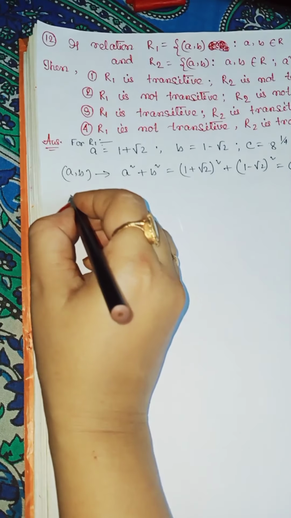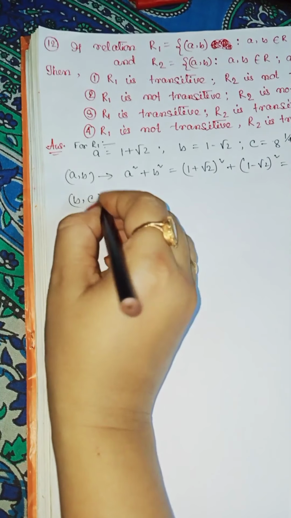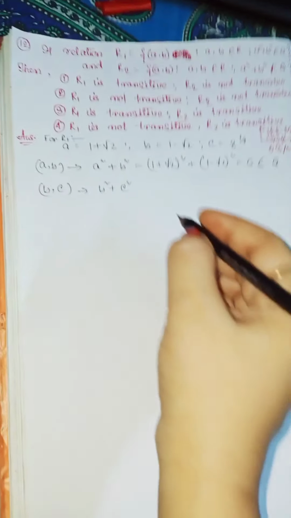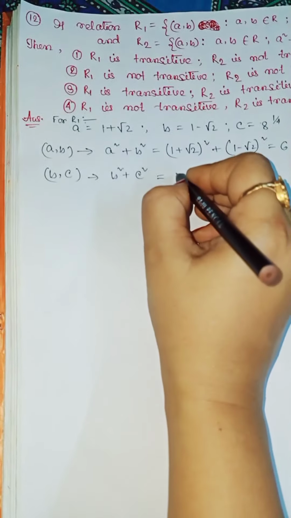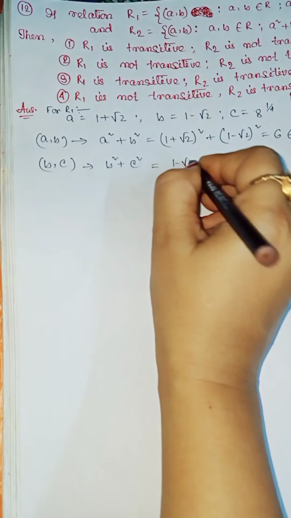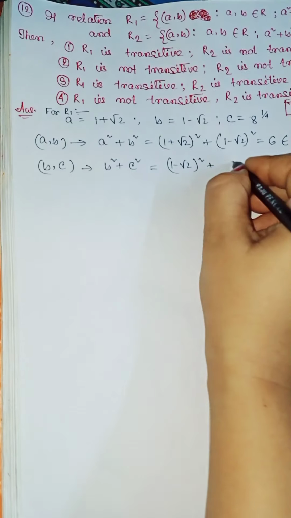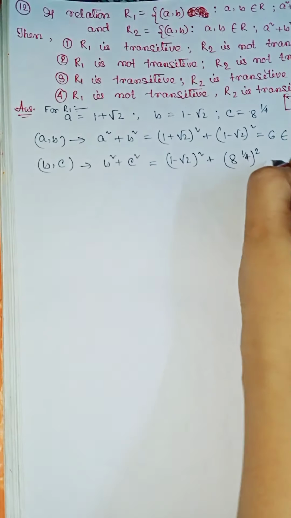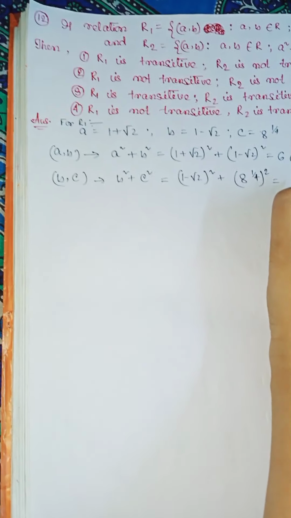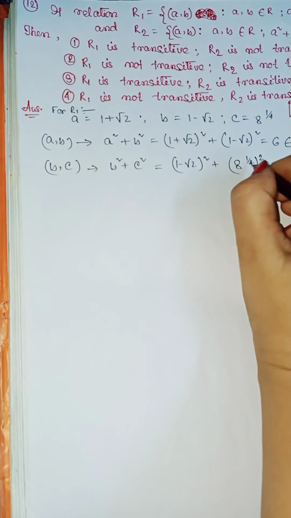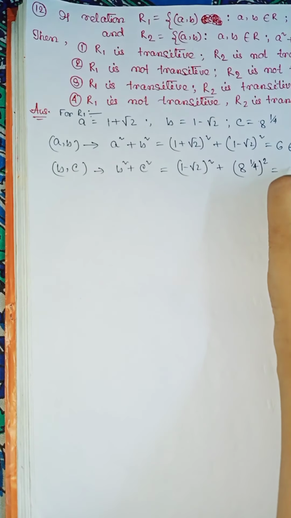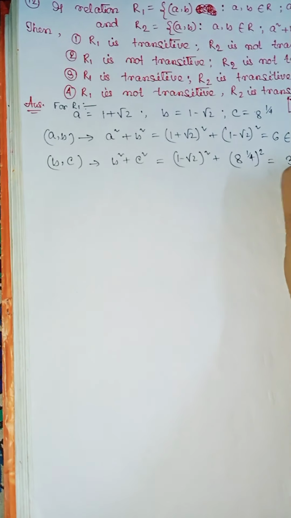Now it is in relation. Now (b, c) is b square plus c square, which is (1 minus root 2) whole square plus (8 to the power 1 by 4) square. That is equal to 4 to the power half, so it is 3, and it also belongs to Q.